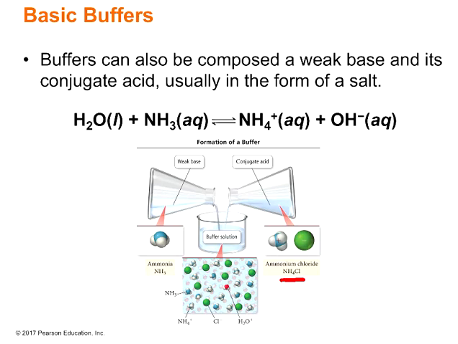So in this case, we have ammonia again, and its conjugate acid. And if we add approximately equal amounts or exactly equal amounts of both into solution, we'll end up with a buffer.